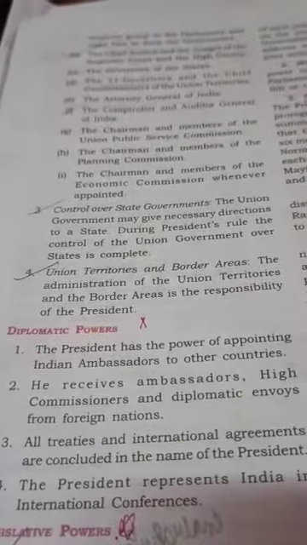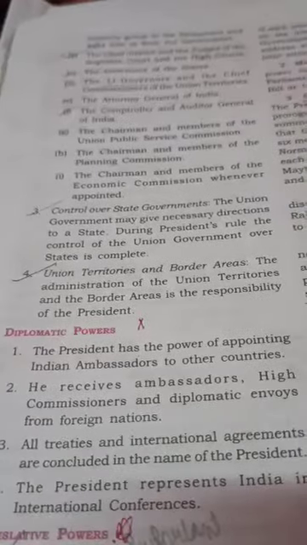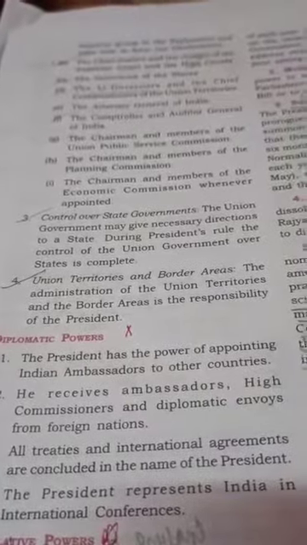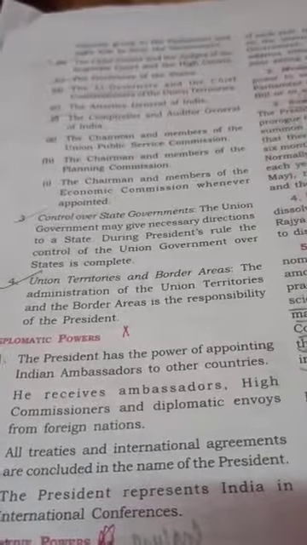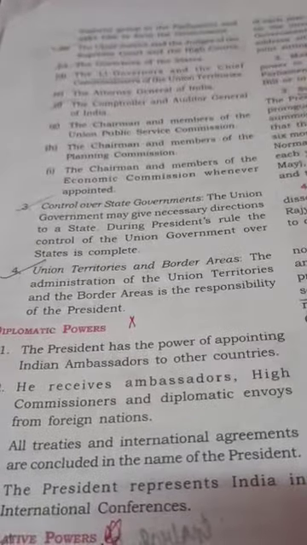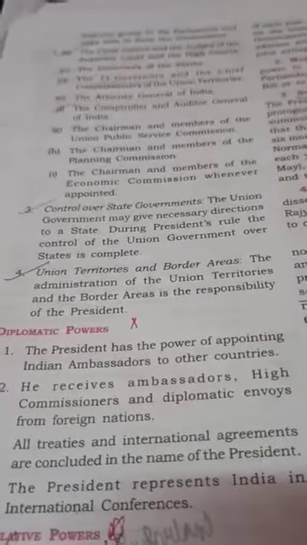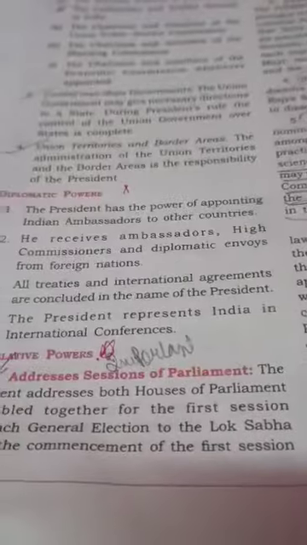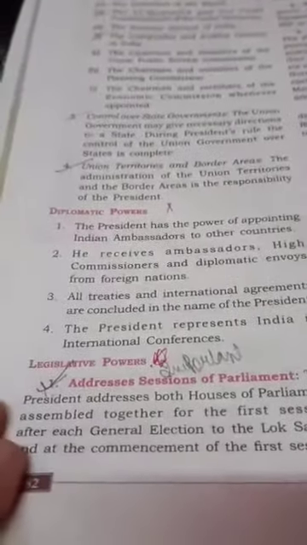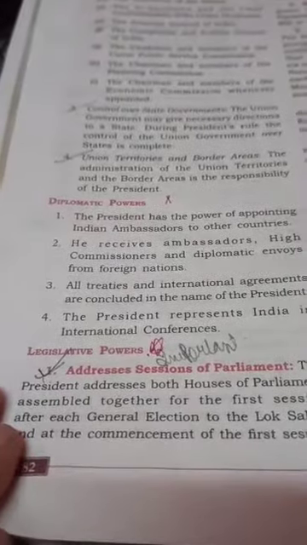Control over state governments. So the union government may give necessary directions to the state during the president's rule. The control of the union government over the state is complete. Then union territories and border areas, the administration of the union territories and border areas is the responsibility of the president.